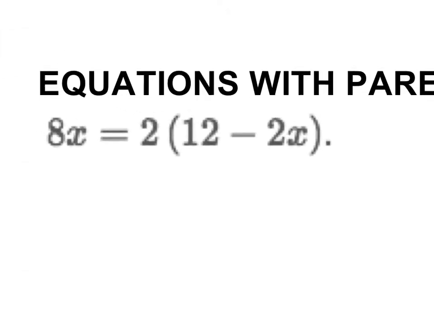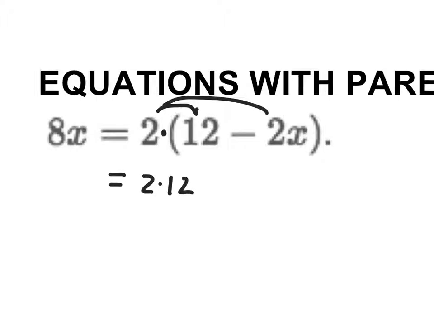When I do this, 8x equals 2 times the quantity. When I have that quantity, this number out here that's being multiplied, I make these little arc marks, okay? And what that means is I'm going to take this 2 and multiply it by everything on the inside. So I'm going to take 2 times 12, and then minus 2 times 2x. And 8x is over here on the left side.